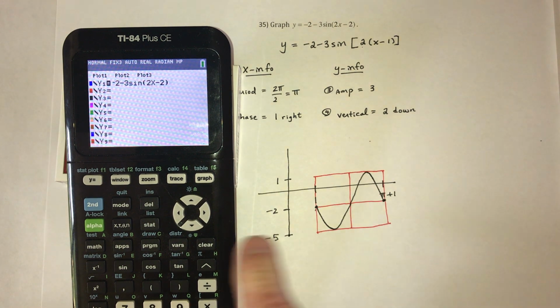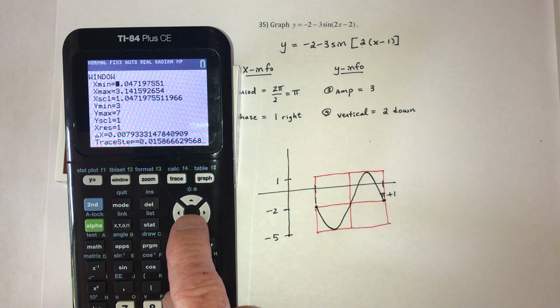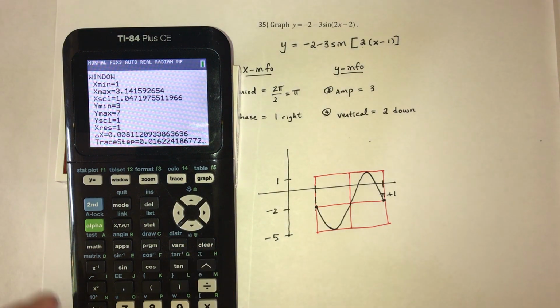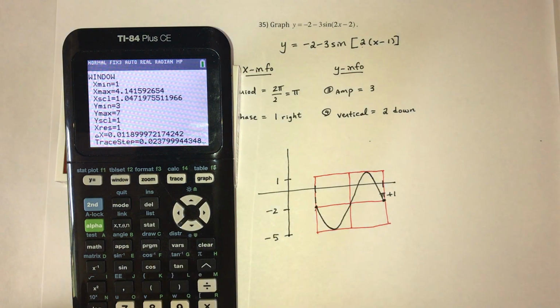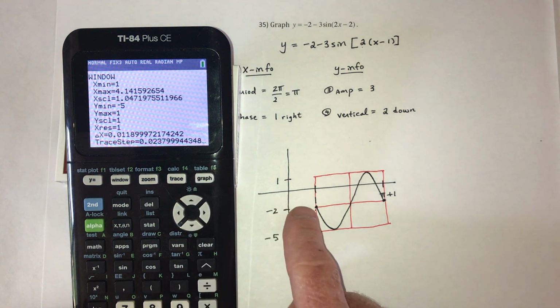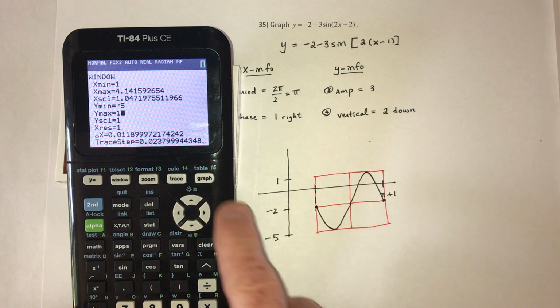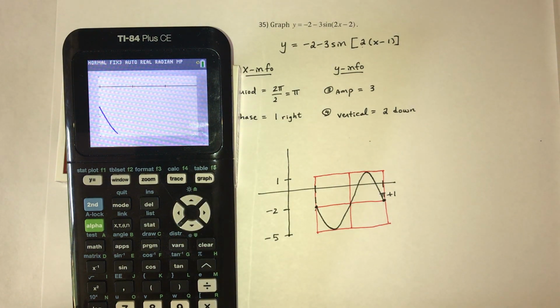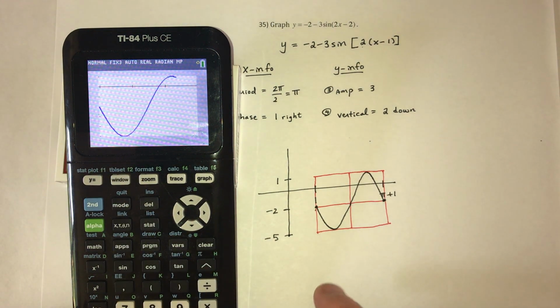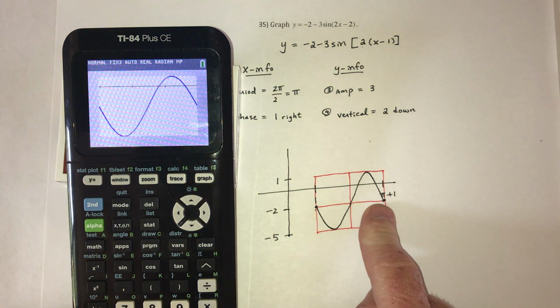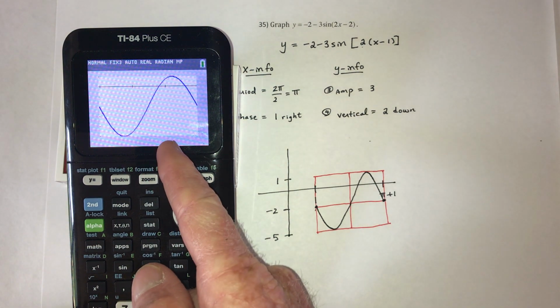Then change the window to look like this. X is going to go from 1 until pi plus 1. And y is going to go from a bottom of -5 to a top of 1. And then it should draw a sine starting in the middle and going down first, just barely hits the bottom of the box, hits the top of the box, and then finishes in the middle. Good job, calculator. You did it right.